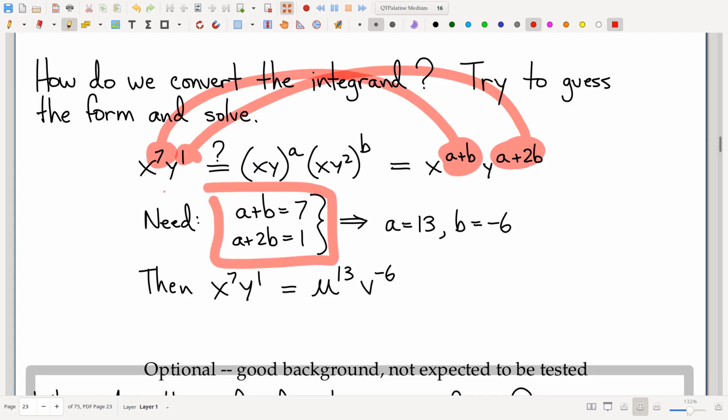Solve for A and B, we win. Is that cool? Everybody with me? Yeah.